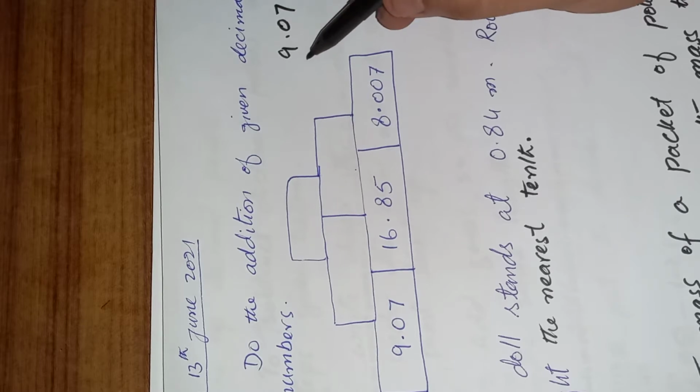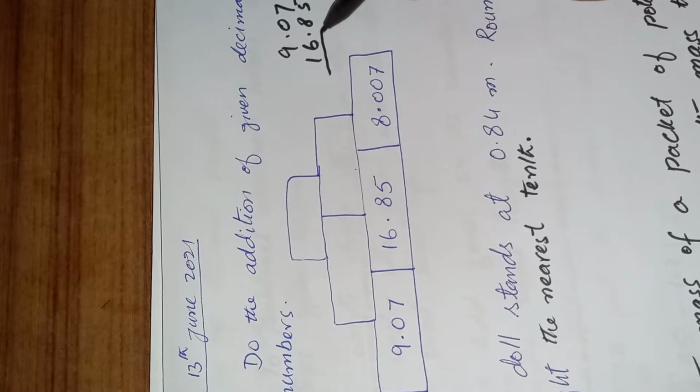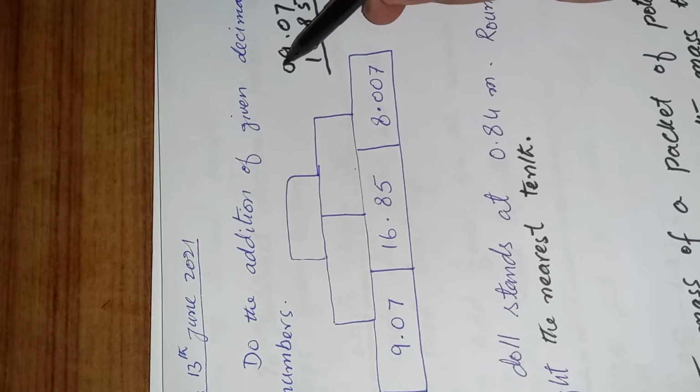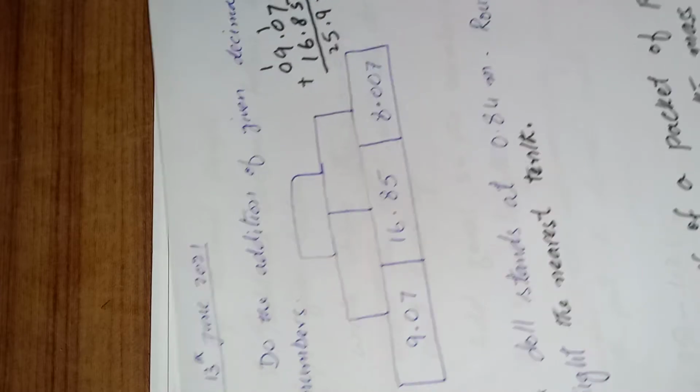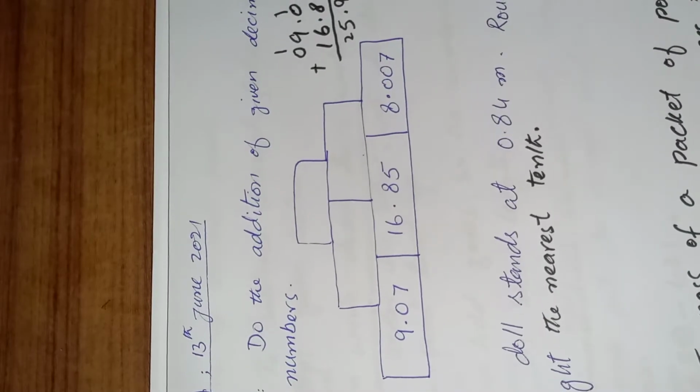So here we go, 9.07 to be added with 16.85. Dear students, learn one thing: if a place is empty, fill it with 0. Like it was one digit, so for the tens I have written 0. Now we have to add these two. 7 plus 5 is 12, 2 and 1 carry, this becomes 9, and this becomes 15. 5, 1 carry, 1 plus 1 is 2. So 25.92.